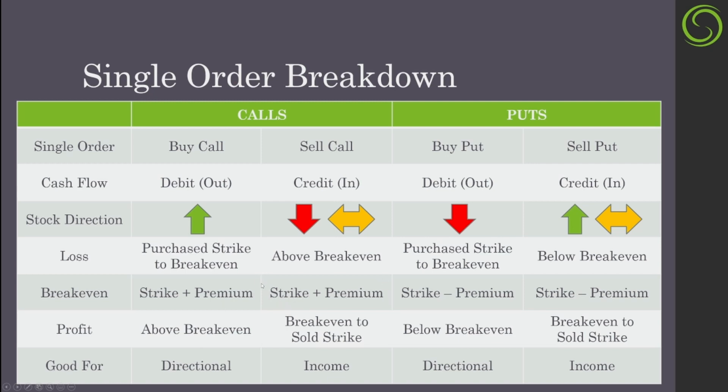So, but you're collecting the premium. At this point, you got the credit in, cash coming in, premium, that's what you collected. So then your profit is break even to the sold strike, and that is your max profit. If the stock ends below where you sold your strike, that is just max profit for you in this scenario.